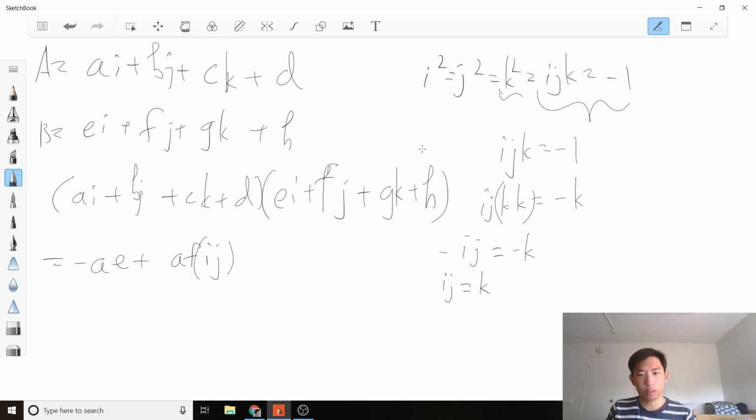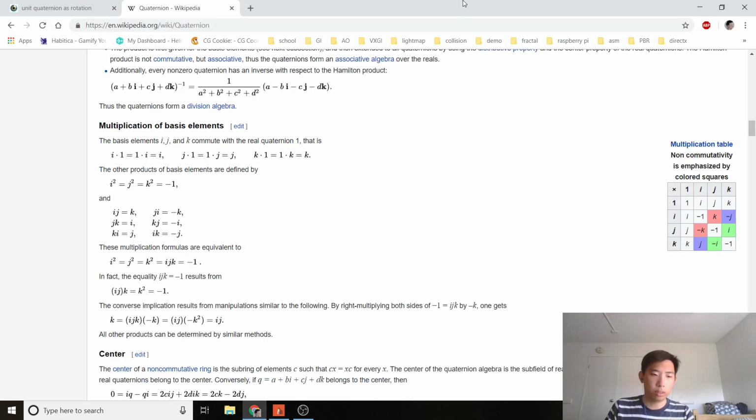One property of this relation is that ij does not equal ji. You would expect them to be equal to each other, but they're not. So multiplication between different imaginary coordinates essentially becomes non-commutative, and you have to be careful with that. Do your left multiplication, do your right multiplication, they're actually different results. But again, if you follow Wikipedia, you're probably all set.